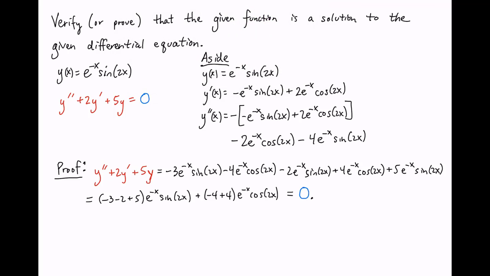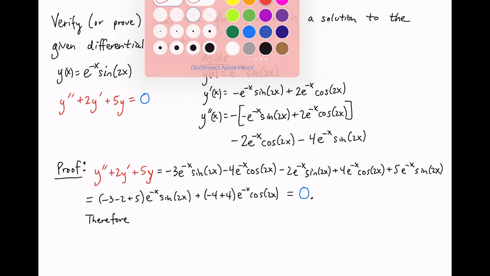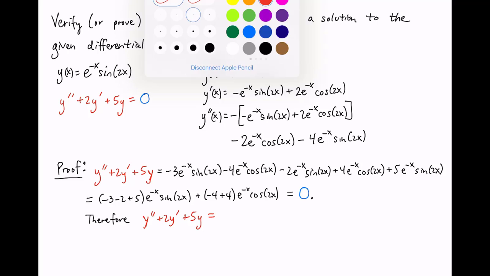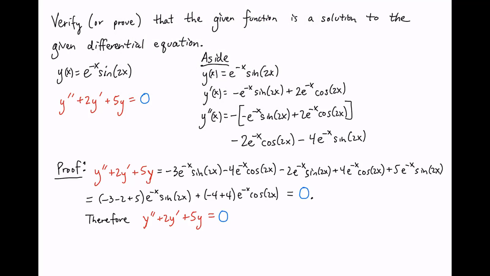Let's write a couple of sentences to summarize what just took place. Therefore, you have shown that y double prime plus 2y prime plus 5y does in fact equal 0, or the zero function. Boom.